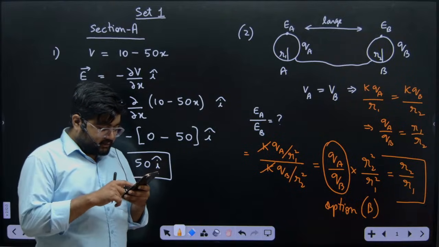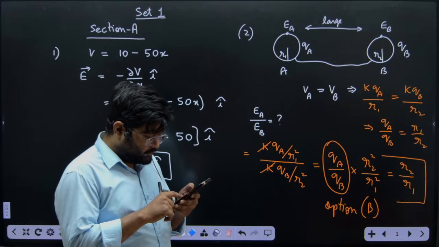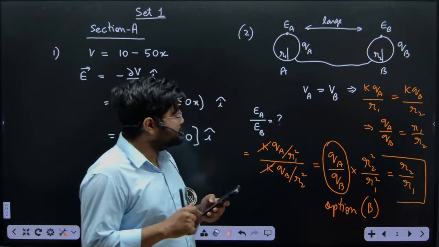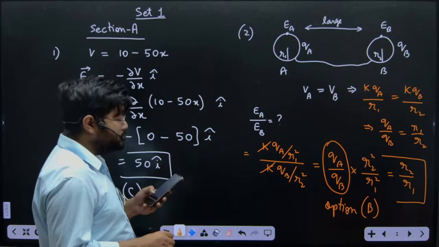So this section contains how many marks per question? This contains 1 mark each. For 1 mark, fairly decent calculation, but okay, doable.